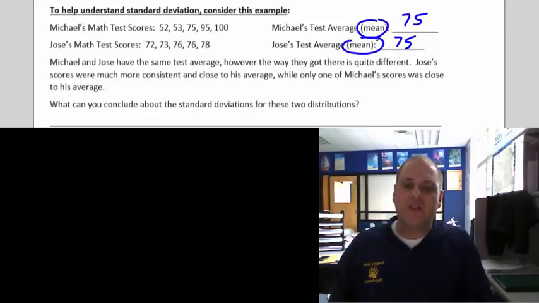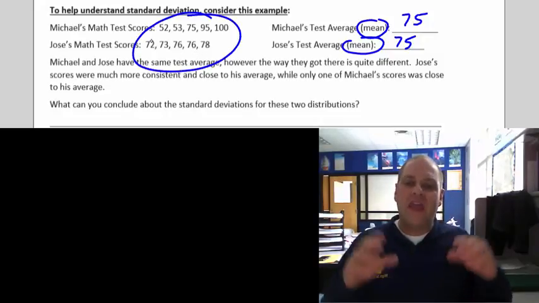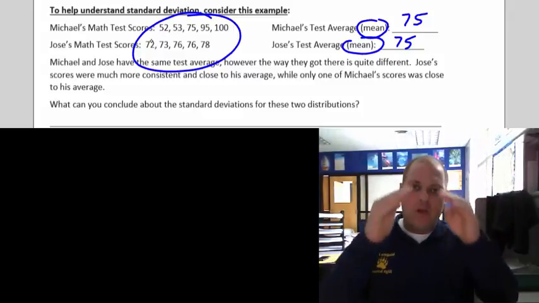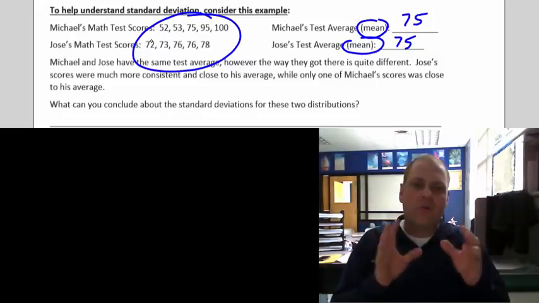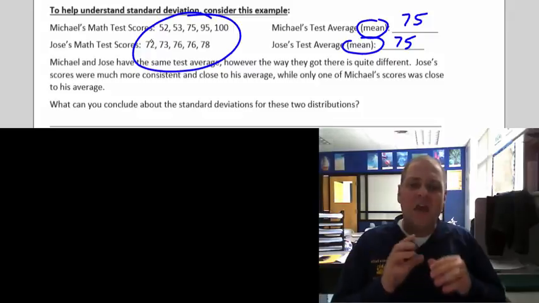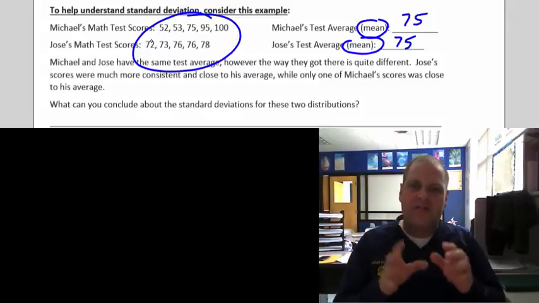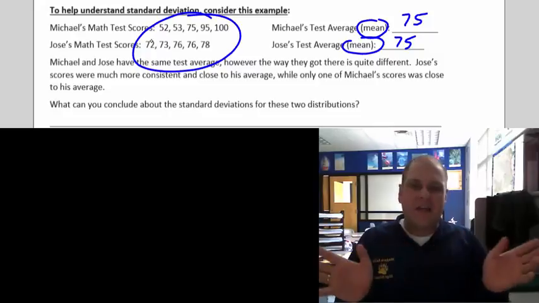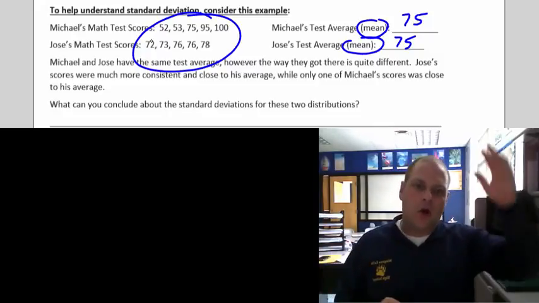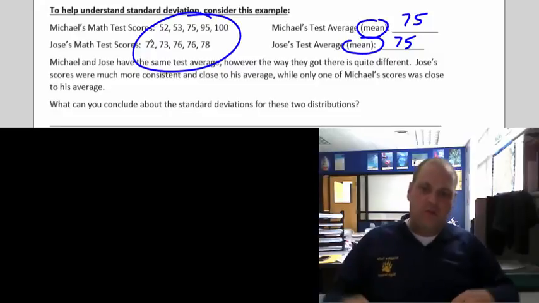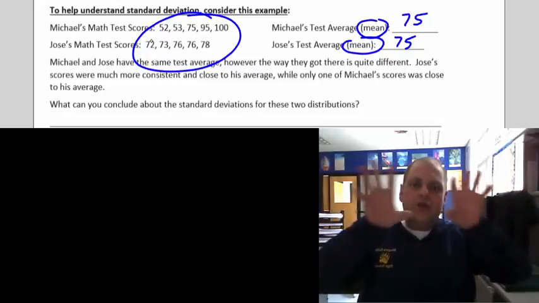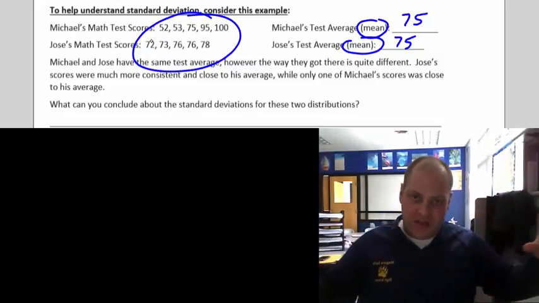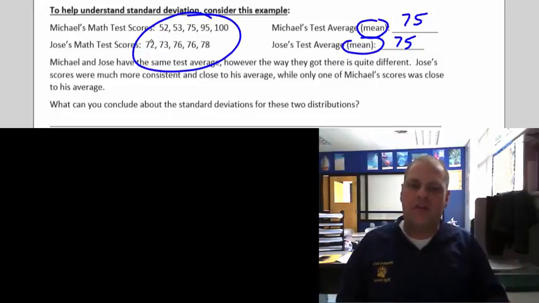However, if you look closely at their individual scores, Michael has a much larger spread in his scores than Jose does. Jose's always around 75, so he averages 75 by being consistently around 75. Think of consistency. Michael's not consistent. He's inconsistent, like a yo-yo. Up, down: 100, 52, 95, 53, all over the place, right? His scores are spread out more. So the bigger spread you have, the bigger the standard deviation is going to be. That, I think, is going to help you understand deviation the most.